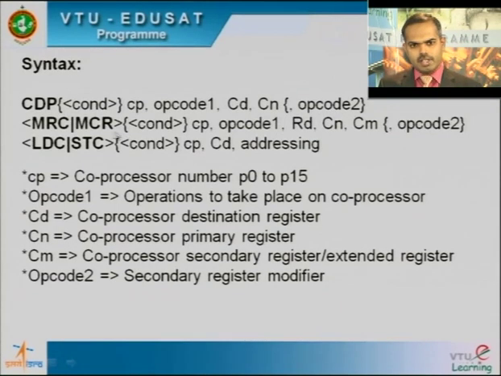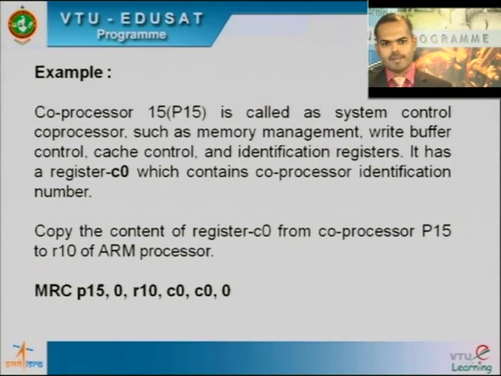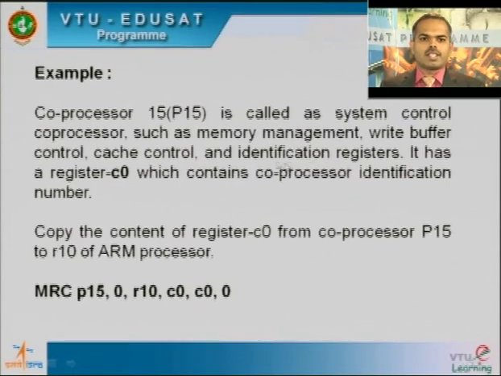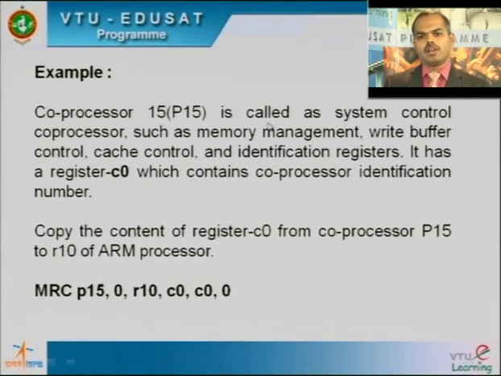Most of these instructions are very generic, so we will take one particular example and try to explain this. Coprocessor 15, that is P15, is called the system control processor. What are its functions? Its functions are memory management, write buffer control, cache control, and identification registers. So coprocessor 15 does the system control operations.